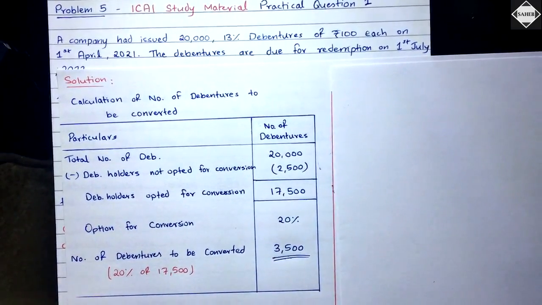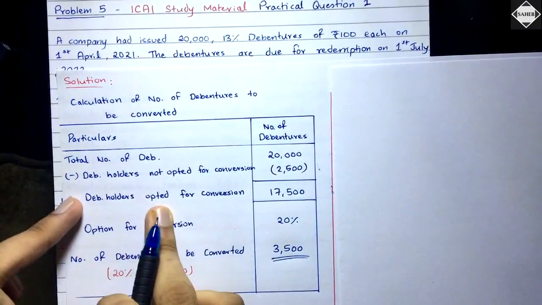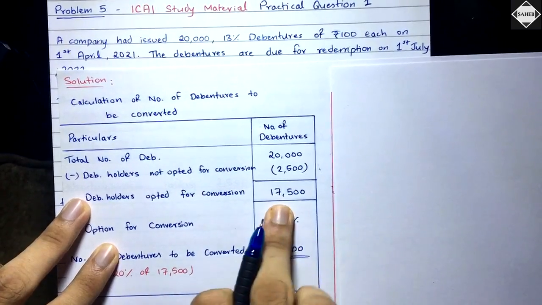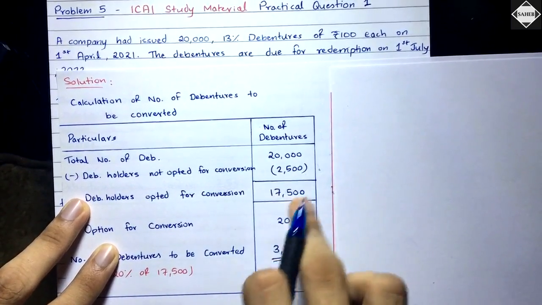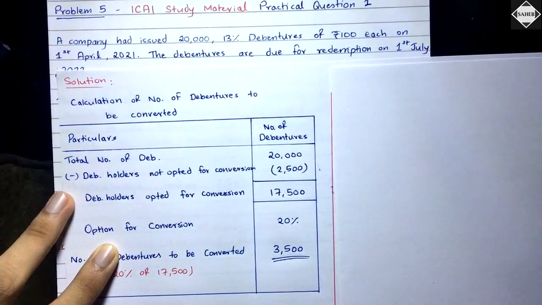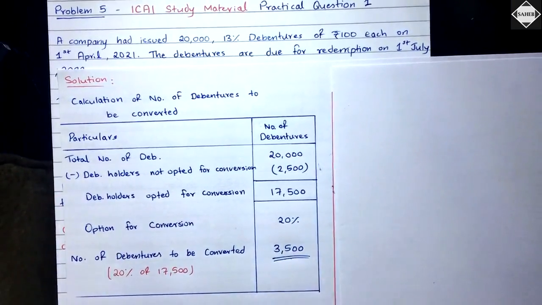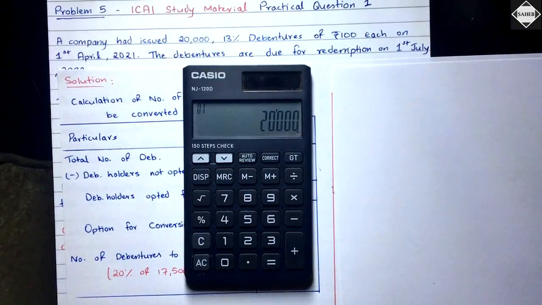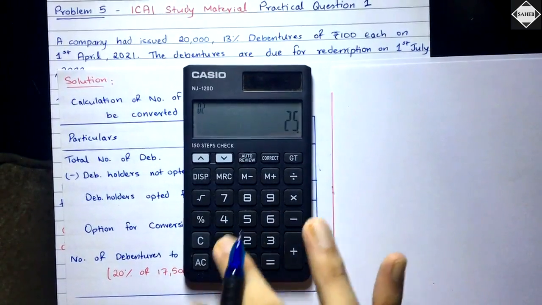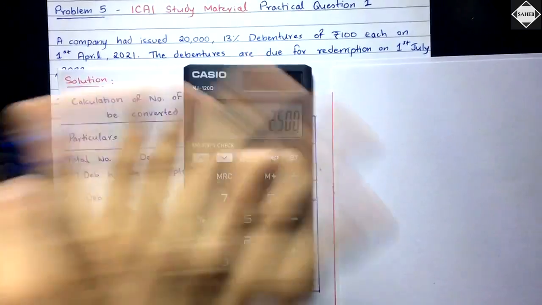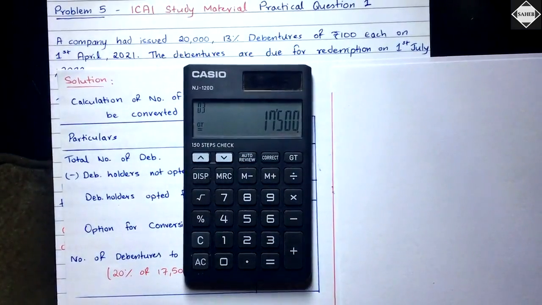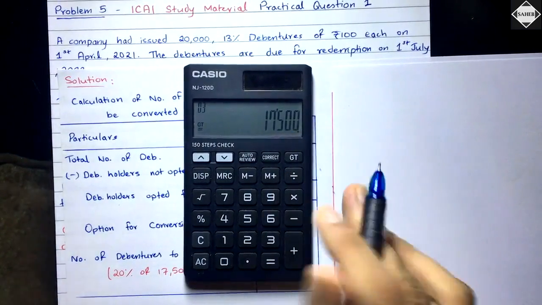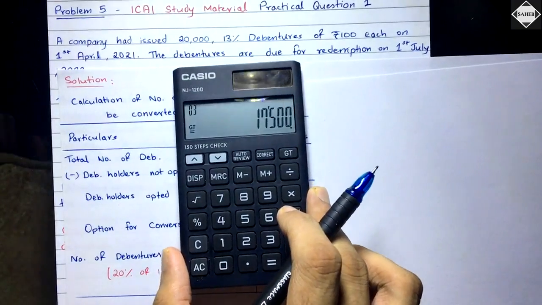So the debenture holders who opted for conversion hold 17,500 debentures. Only this many debentures opted for conversion. See here, understand this properly. It's very simple. 20,000 total debentures were there. 2,500 refused, they did not exercise the option. So the remaining were 17,500 who exercised the option.